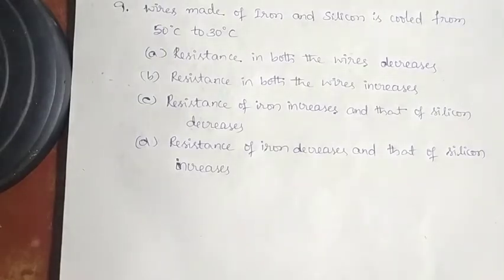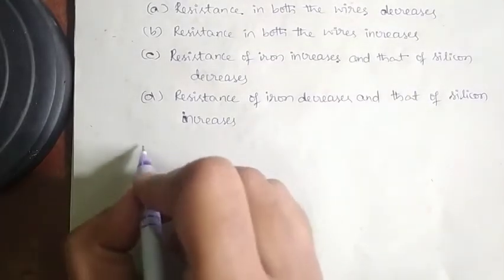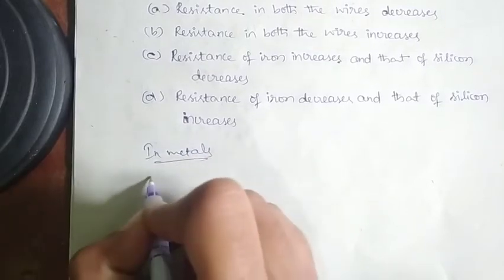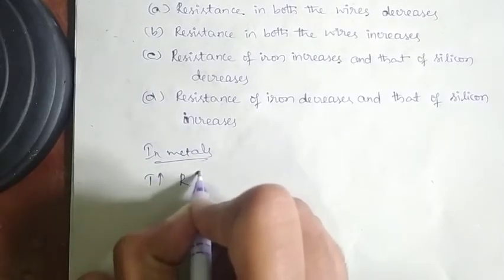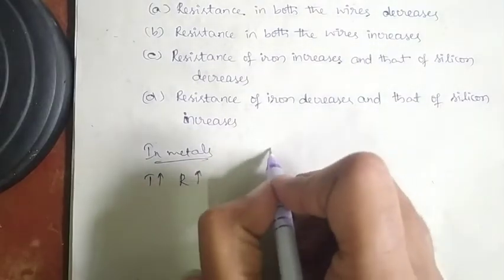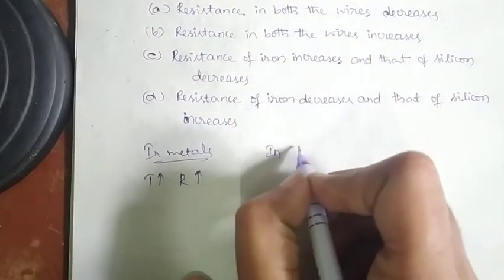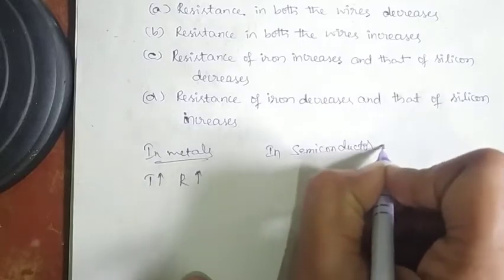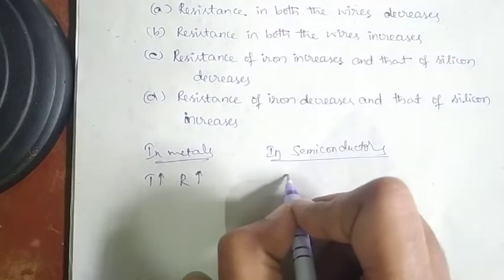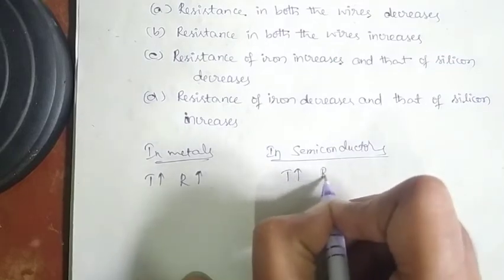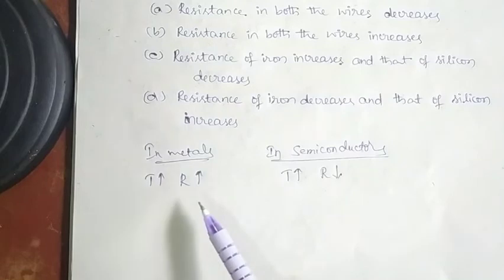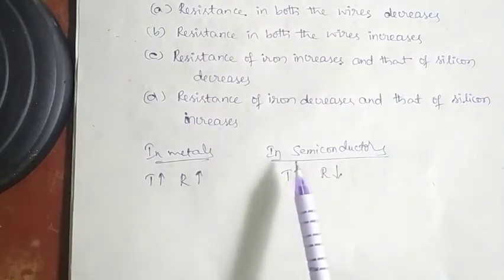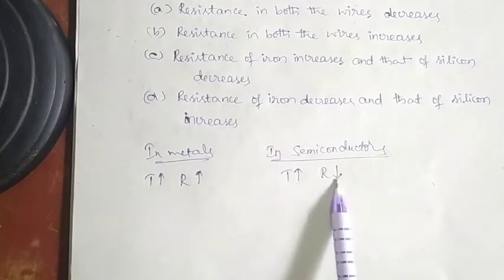We know that in metals, if temperature increases, resistance also increases. In non-metals or in semiconductors, if temperature increases, resistance decreases. Since resistivity and resistance are directly proportional, if temperature increases, resistance increases in metals. In semiconductors, if temperature increases, resistance decreases.